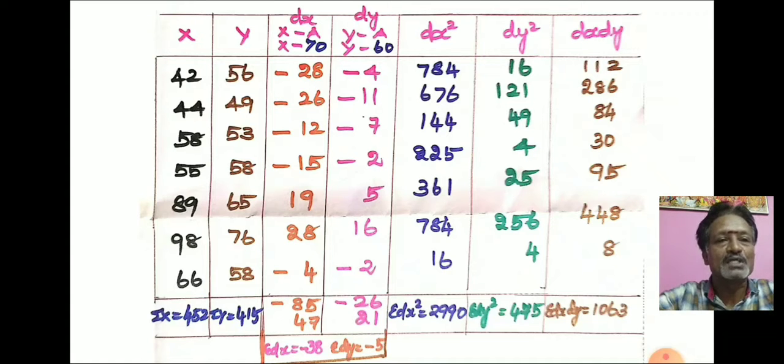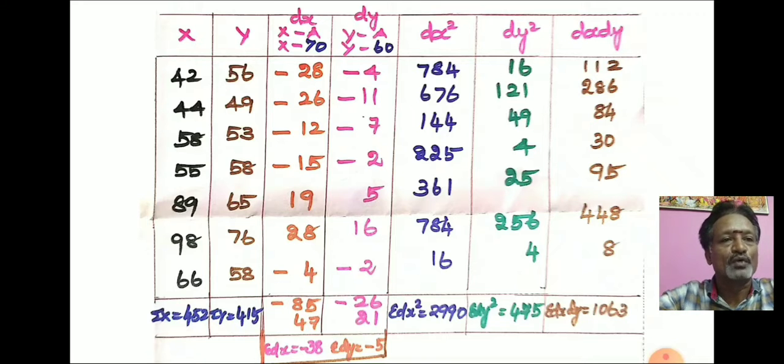After squaring, you take the total of all the squared values, that is the dx square value. So the total of all dx square values is 2990. So sigma dx square is equal to 2990.